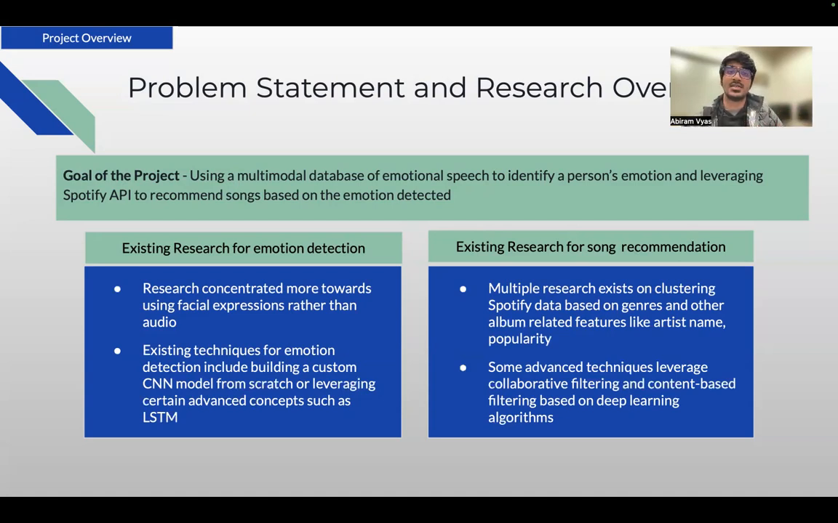Some of the existing research that is part of this project is for the emotion detection. A lot of papers build CNN from scratch. And they also use some of the most advanced concepts like LSTM as well. A lot of focus is on facial emotion recognition rather than audio detection as well. So some of the existing research for Spotify would include using advanced concepts like collaborative and content-based filtering using advanced deep learning techniques. A lot of clustering methodologies also take place to cluster songs based on artist, genre, etc.